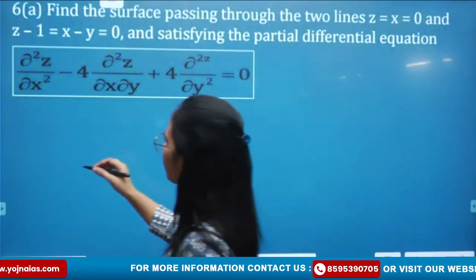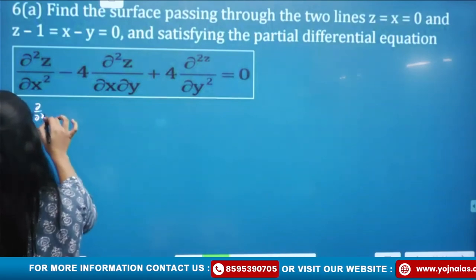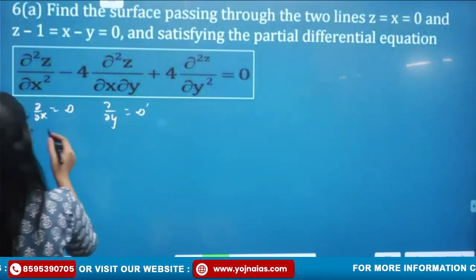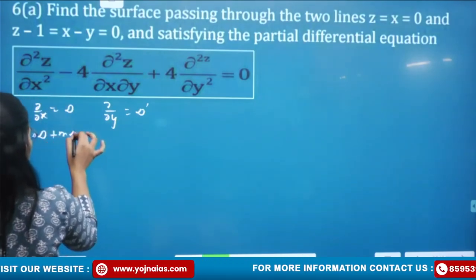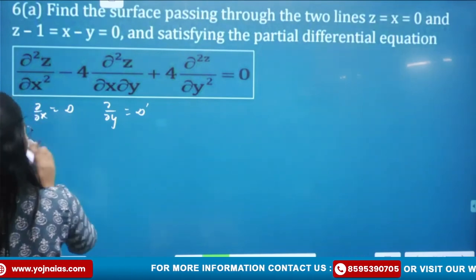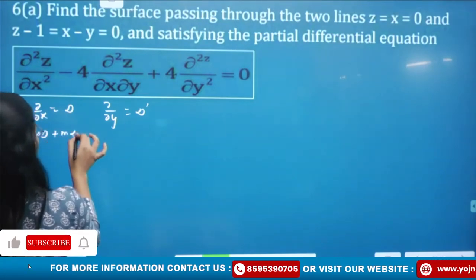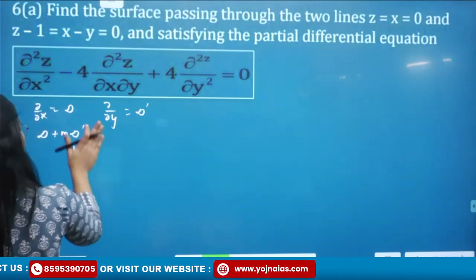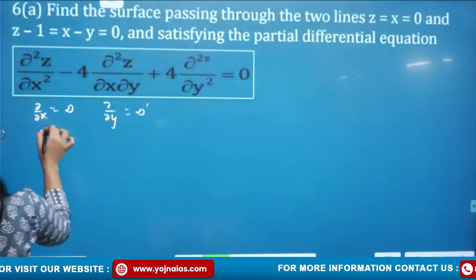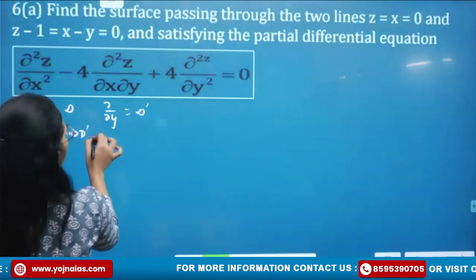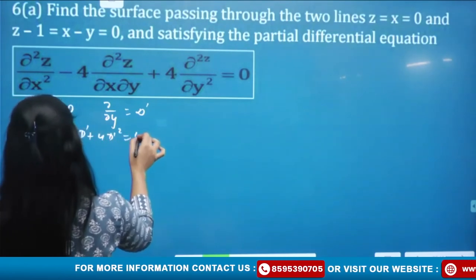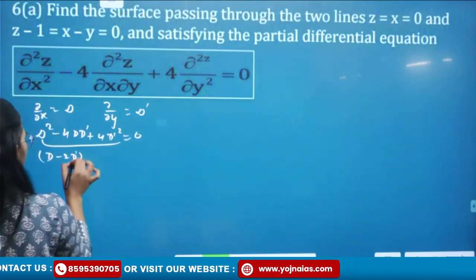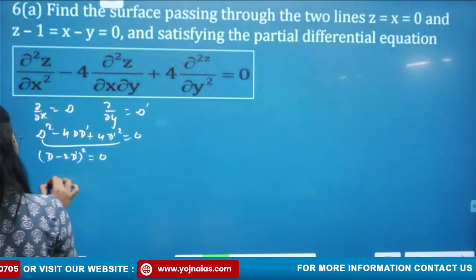How do we find the solution? Replace ∂/∂x by D and ∂/∂y by D'. And if you have D + mD' as a root, then the solution is y + mx. Okay. We will write that solution. So this becomes D² − 4DD' + 4D'² = 0. And hence this is (D − 2D')² = 0. So you are getting m = 2.